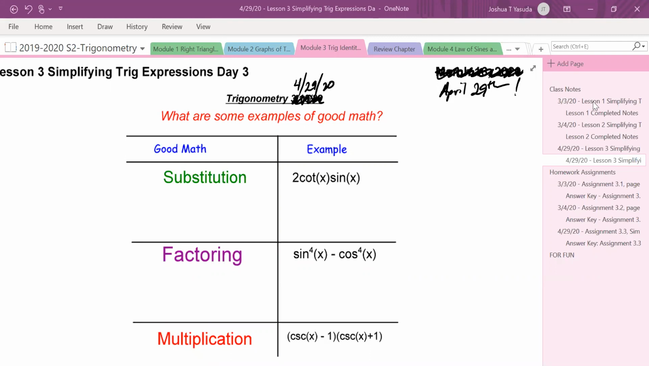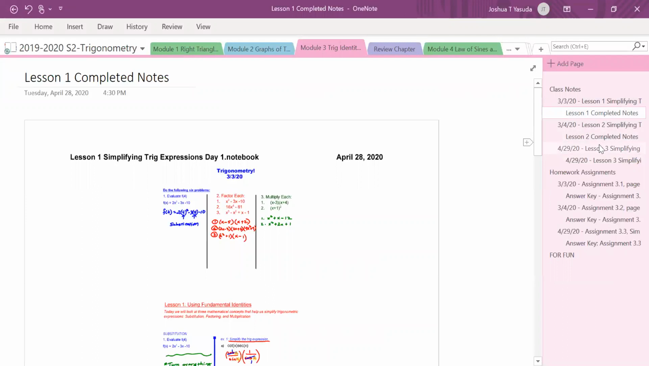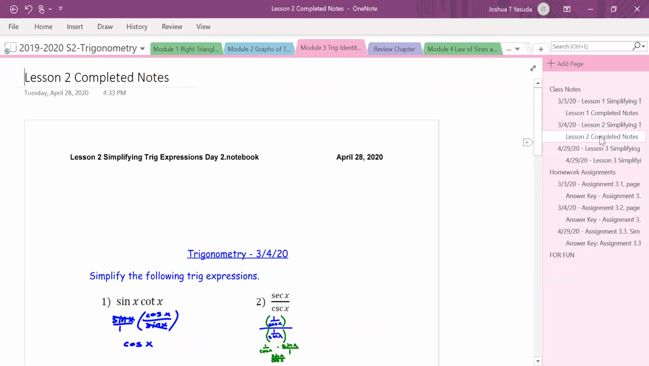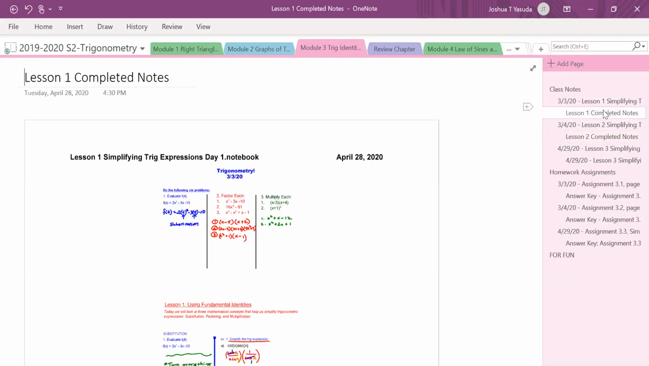So I've got the notes that you had from module 3. These are the completed notes that I gave. You still have those. I'll also post a couple of the videos that I have in conjunction with this one. But I wanted to go to lesson 1.